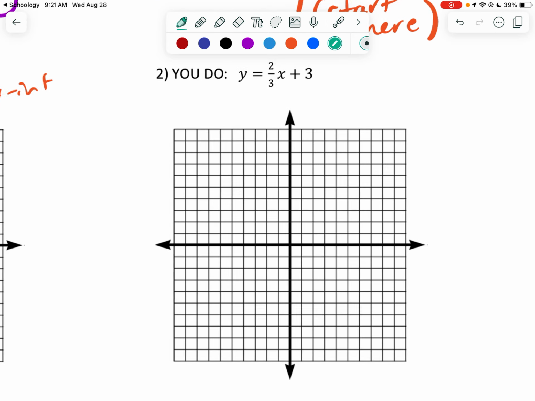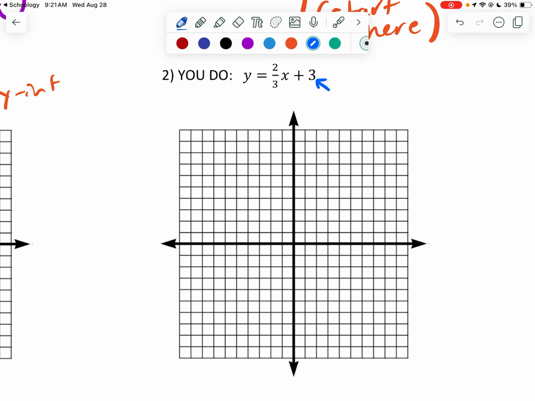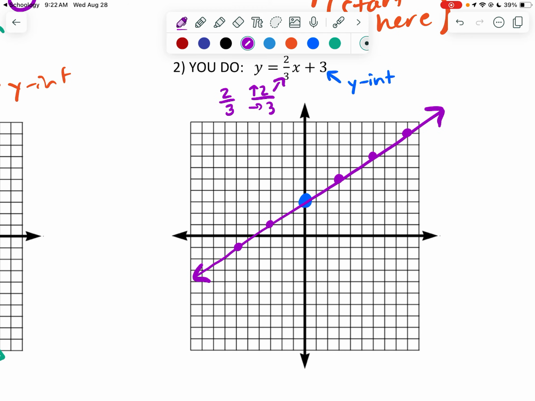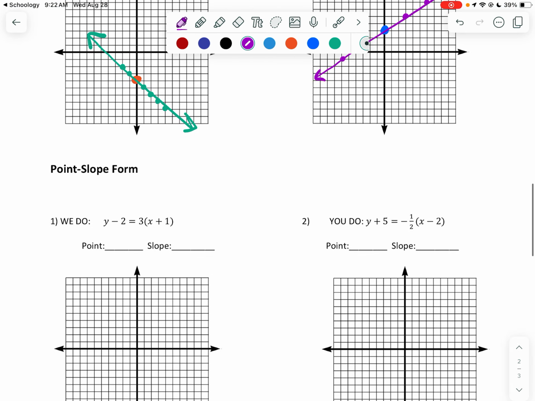All right, so let's check number 2. Hopefully you noticed 3 is your y-intercept. So go up 3, 1, 2, 3. And then 2 over 3, that's your slope. So rise over run means up 2, right 3. Up 2, right 3. Do that a couple times. You can also go the opposite way of both: down 2, left 3. Then draw your line all the way through with 2 arrows. All right, so that's slope-intercept form.